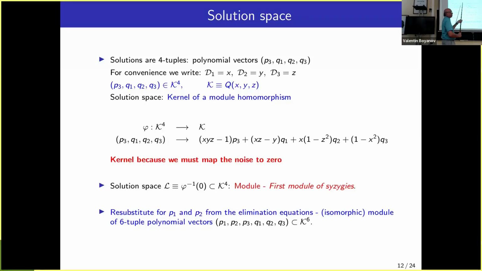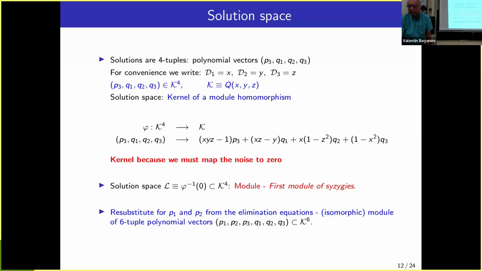The ring is Q[X,Y,Z]. What we want to look at is the null space. We want to cancel the noise, and that's why you need the kernel of this mapping, all those elements which map to 0. The solution space is the null space. The noise has to go. This is called the first module of syzygies, which Hilbert introduced. You can get the entire thing by the elimination equation, and you get the 6 things here.